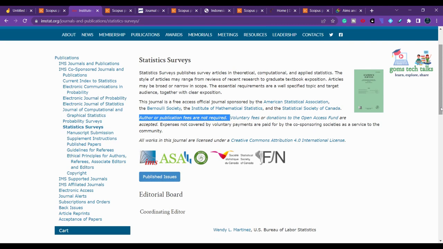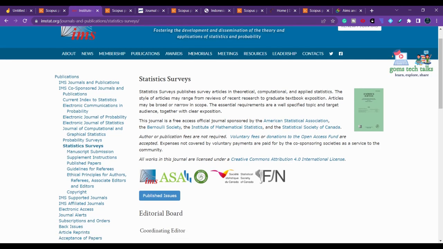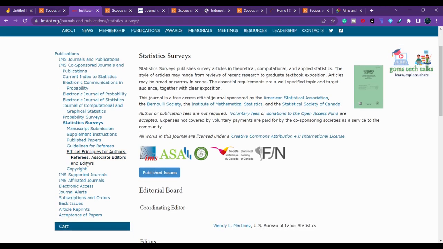And if you want to know more about this particular journal, then you can just click here, Statistics Surveys. Because this is generally what it is showing, right? So if you want to know more, you can go ahead and check for the author guidelines. If they haven't given anything about the author guidelines here, then you have to check here. Here you have manuscript submission, you can check here, and supplement instructions.